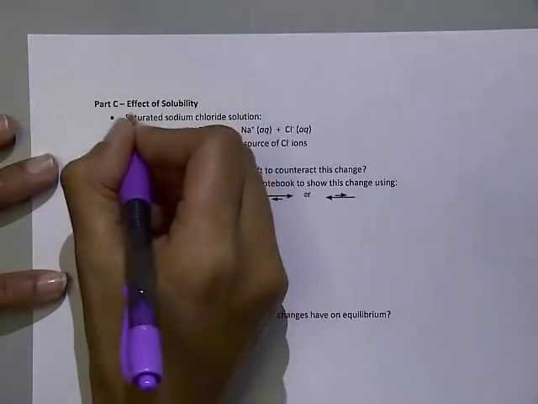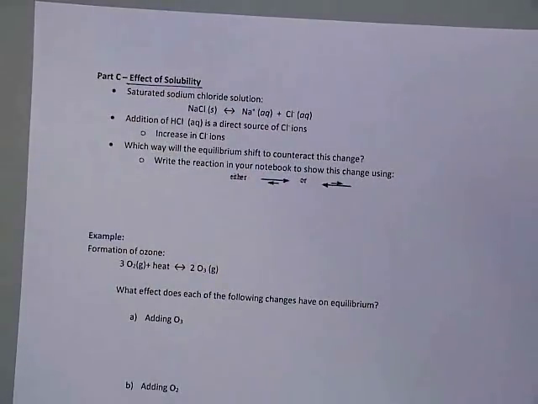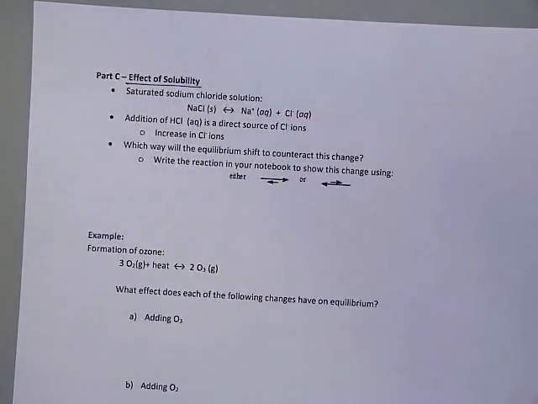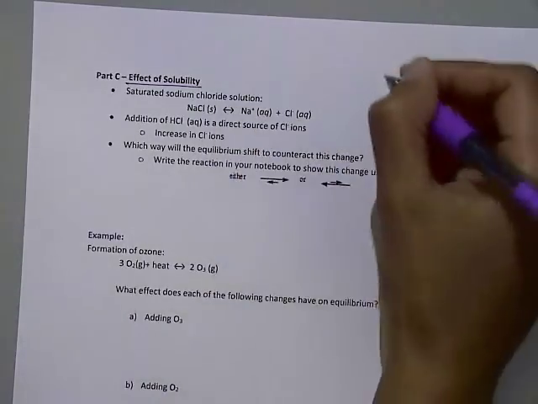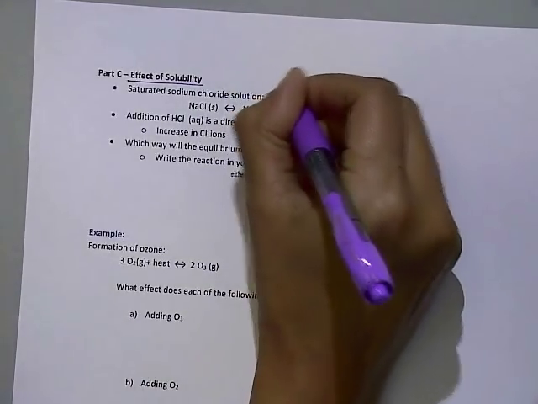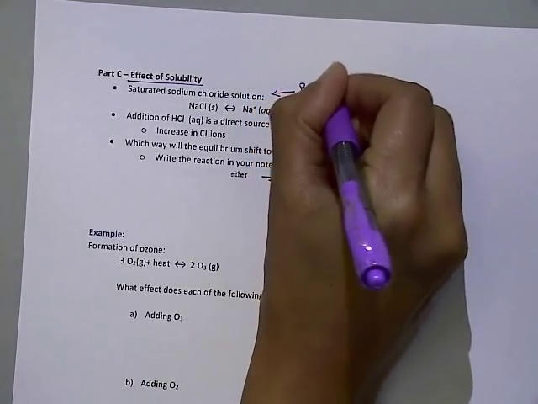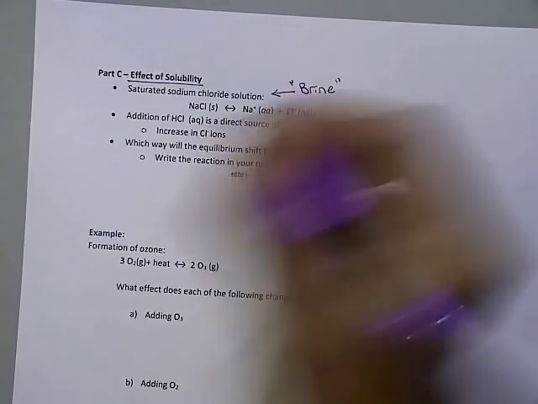All right, in part C, the last part, we're looking at the effect of solubility. So you have a saturated solution of sodium chloride. We've reached saturation. Any extra sodium chloride we have will no longer dissolve. So what we actually have in lab is a supersaturated solution of sodium chloride, and we're calling it brine.